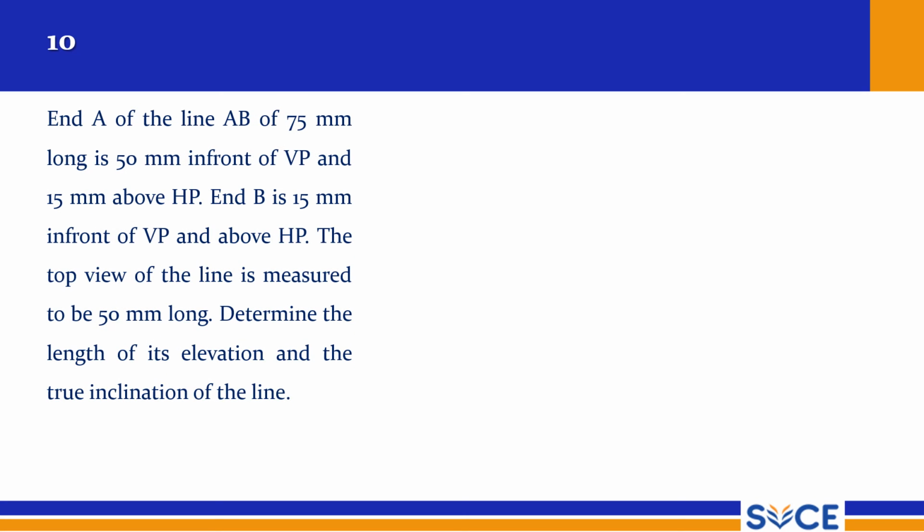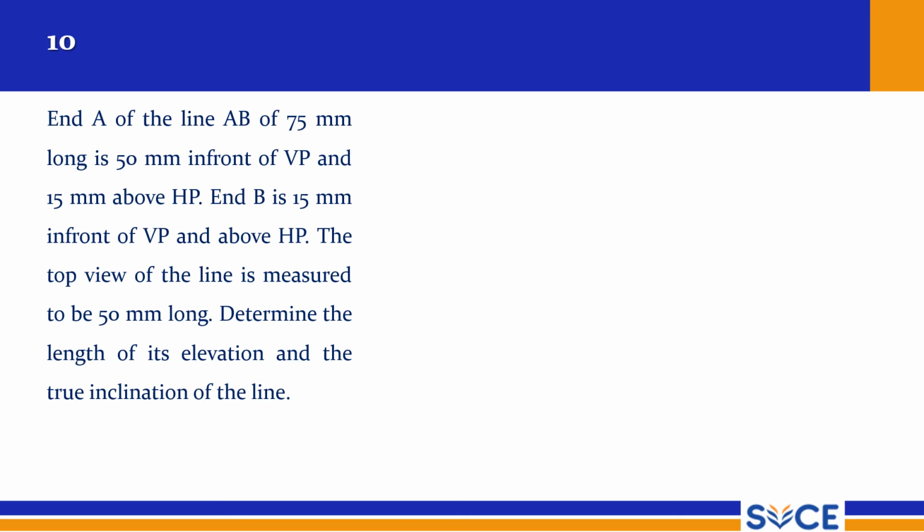End A of the line AB, 75 mm long, is 50 mm in front of VP. So the true length is given, and A's distance is given: in front of VP and 15 mm above HP. End B is 15 mm in front of VP and above HP. So end B's distance above HP is unknown, and the top view of the line is measured to be 50 mm. Determine the length of its elevation and the true inclinations of the line. So we need to get theta, phi and the length of its elevation, that is the front view distance, nothing but A dash B dash distance. So these three we need to find here.